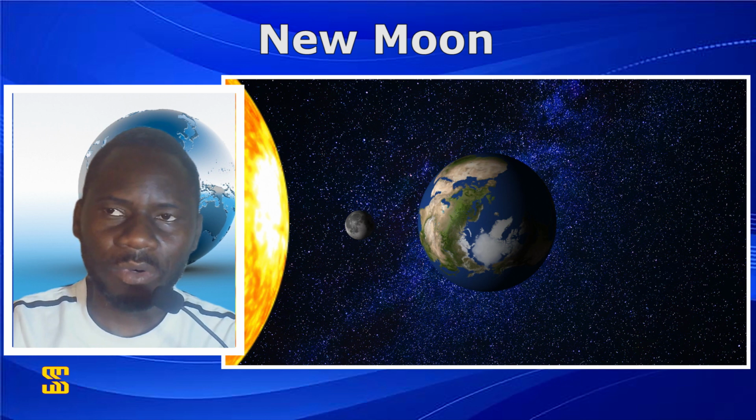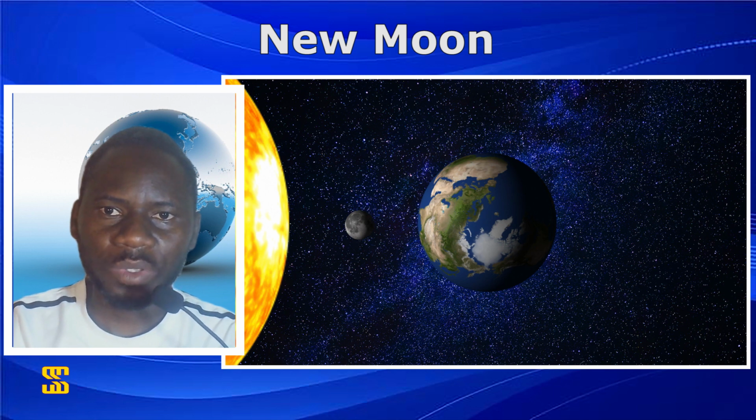These are the phases of the moon. The moon has 8 phases in a lunar month. I insist here, a lunar month, a month related to a lunar calendar. The first phase is the new moon. This is the start of the cycle.